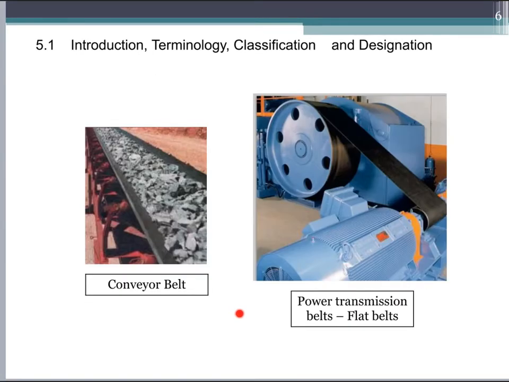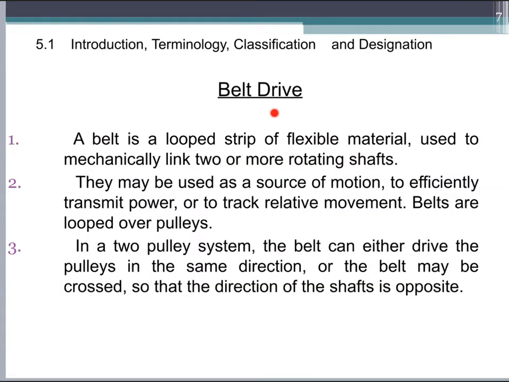As you can see here, this is an example of industrial application related to flexible machine element. The first figure is a conveyor belt, used to transport material, maybe raw material before being processed. And second, of course, used as power transmission. In this figure, this is an example of a flat belt used in a power transmission system. There are several types of flexible machine element out there, but in this topic, our focus is the belt drives.